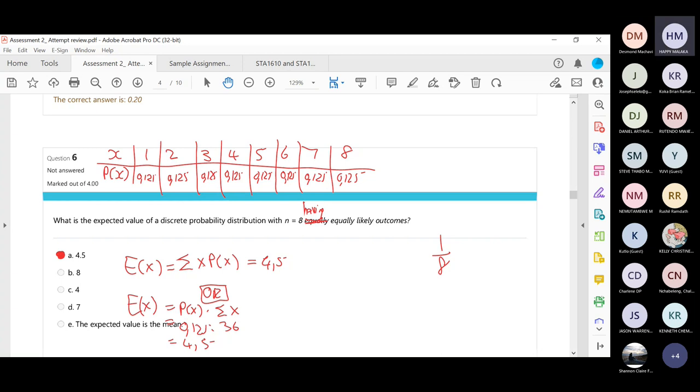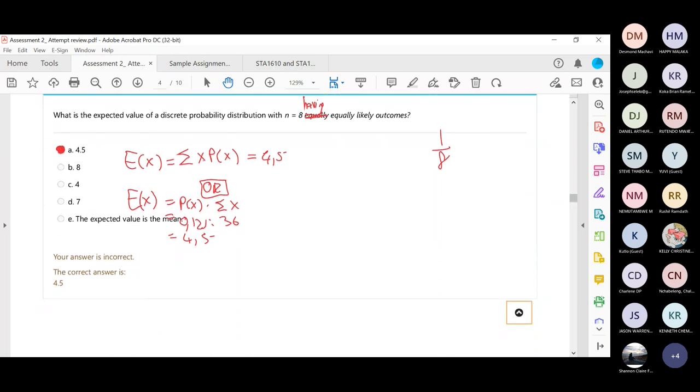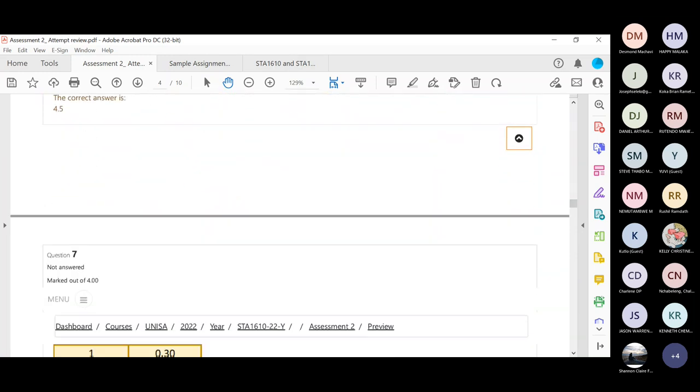Sorry, Lizzie, how did you get 36? You add your x observations. This is the sum of the x observations: 1 + 2 + 3 + 4 + 5 + 6 + 7 + 8. Oh, okay, thank you.